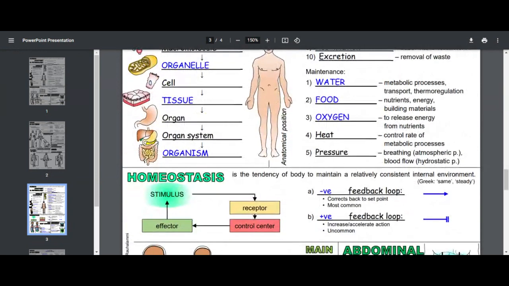So you remember it was something changed. We detected with receptor, there's a control center, it has a set point, and then effector acts to stop that stimulus from happening. Most of the time we're gonna see, it should be the other way around. I just haven't had a chance to fix it. Negative feedback stops something from happening. Positive feedback promotes it to happen. Just these symbols, I should flip them around. Most body processes are regulated through negative feedback.